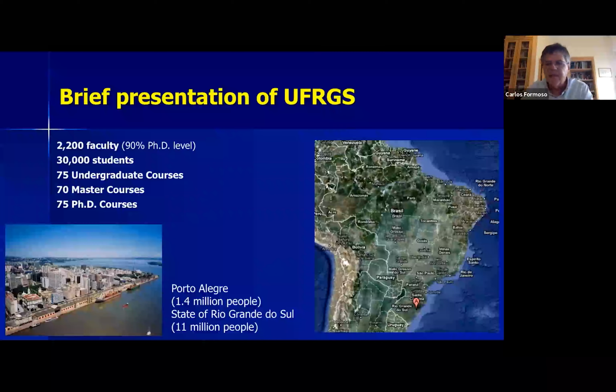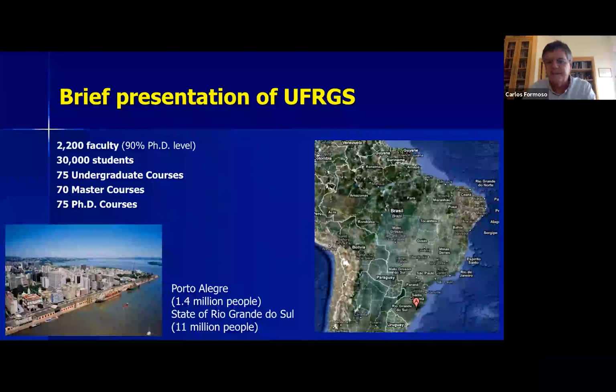So this is a map of South America, and you can see where I am by that red thing. And this is a picture of Porto Alegre, the city where I live. It's a city with 1.4 million people. It's the capital of the state of Rio Grande do Sul, which is the most southern state of Brazil.